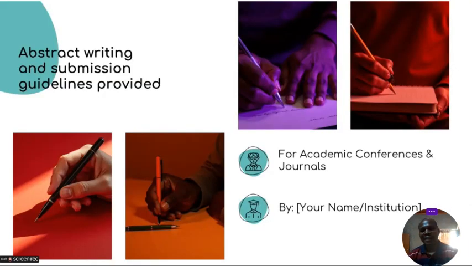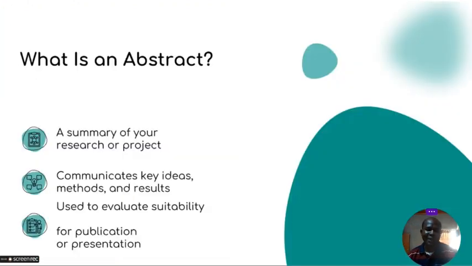Now, to start with, an abstract is a concept that gives vivid information or a summary of your research work or research of a particular study. And today we look at the guidelines that conferences and journals often provide to guide abstract writing. Now, what is an abstract? An abstract, again, is a summary of your research projects.